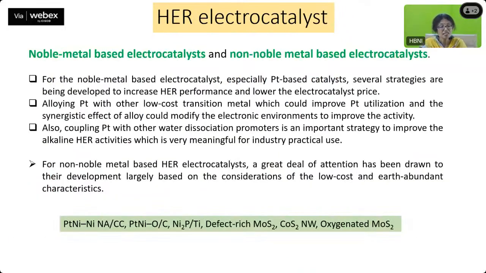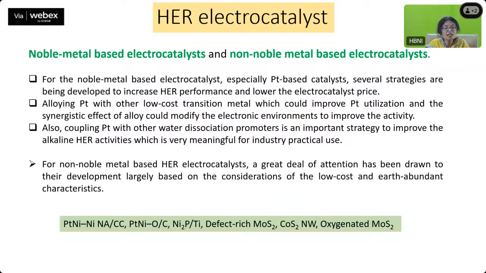So noble metal-based electrocatalysts and non-noble metal-based electrocatalysts are both used for hydrogen evolution reactions. For noble metal-based electrocatalysts, you mostly have platinum-based catalysts. And because it is platinum-based, obviously the cost factor is very high. So in this case, you have to find ways and means to use different other metals as catalyst with a better performance so that you can bring down the cost.